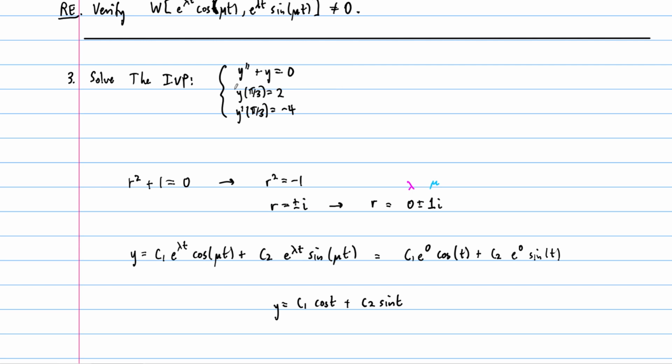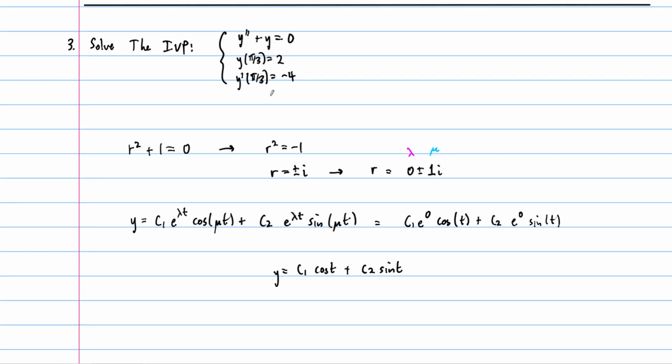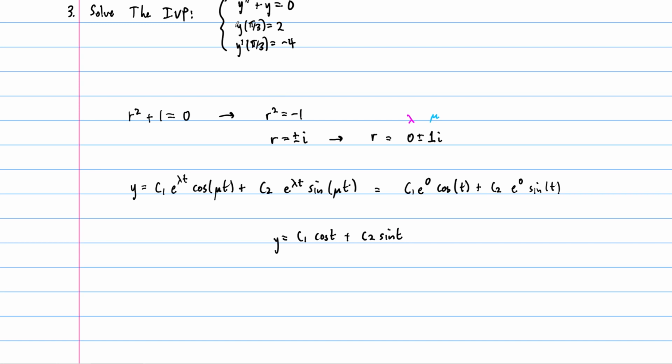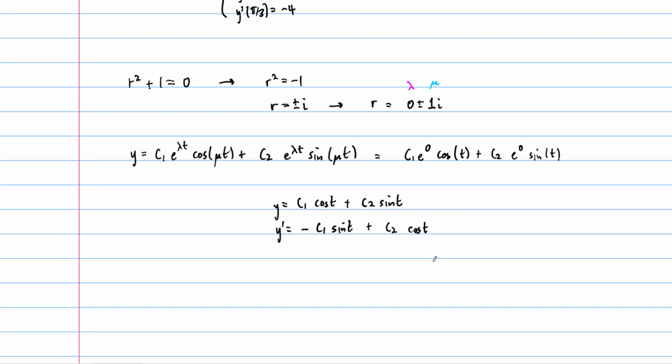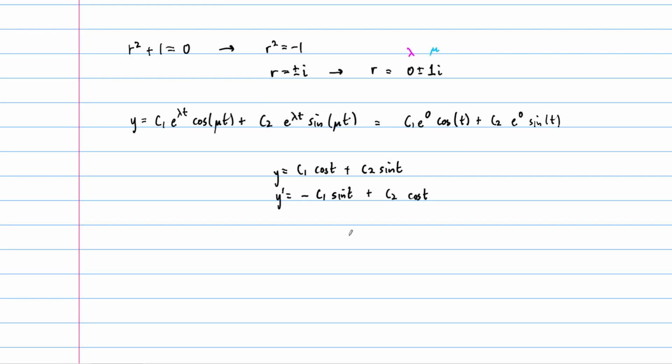And now what we need to do is plug in the initial data, right? So we plug in the initial point. We're also going to need the derivative. So let's take the derivative first, and then we can plug in our initial data. The derivative of cosine is minus sine, right? So this will be minus c1 sine of t, plus the derivative of sine is positive cosine, so c2 cosine t. All right, and now at this point, we can plug in our initial data.